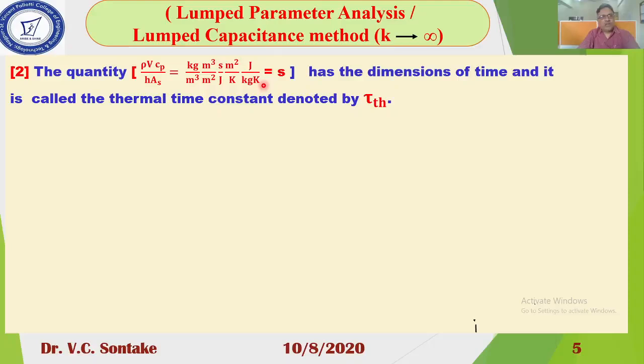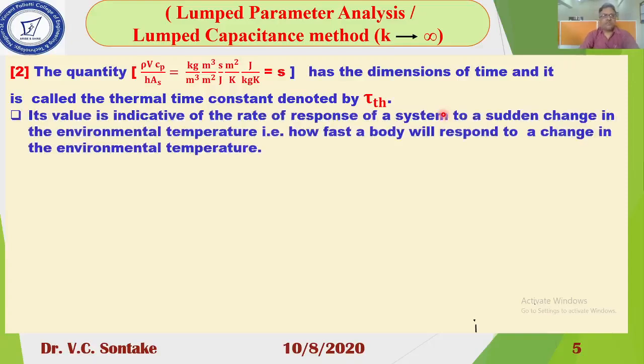If I simplify all these units, I will get the unit of this parameter rho V Cp over hAs as second. So the parameter rho V Cp over hAs has the dimensions of time, and this parameter is called the time constant and is denoted by tau suffix th.